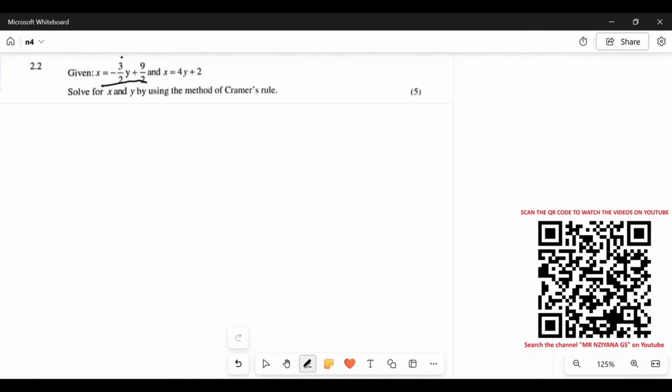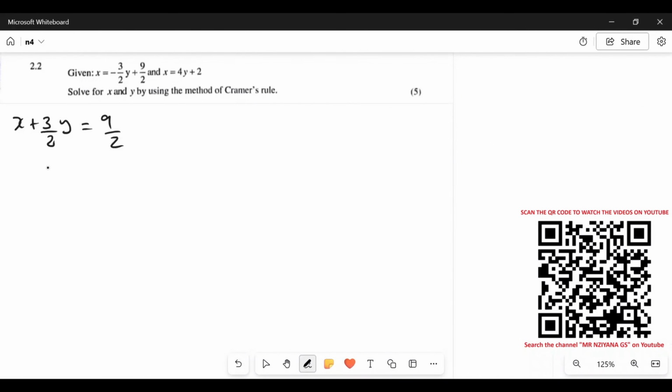When we rearrange, we need to transpose this -3/2y to the left-hand side. So let's do that. We're going to write x, and if we transpose this -3/2y, it's going to be +3/2y. And then on the right-hand side, we're going to be left with 9/2. So this is the first equation.